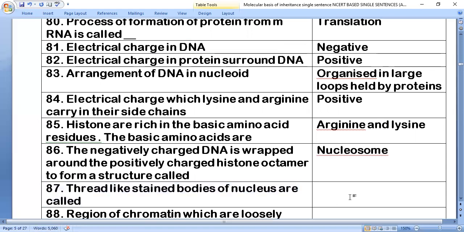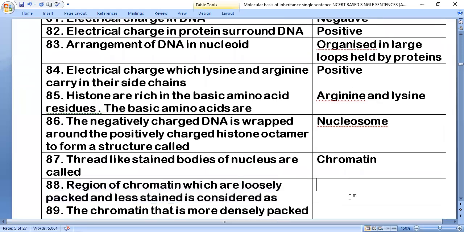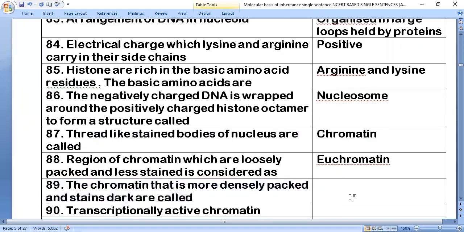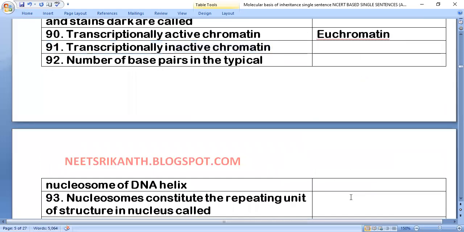Thread-like stained bodies of the nucleus are called chromatin. The region of chromatin which is loosely packed and lightly stained is euchromatin. The chromatin that is more densely packed and stained dark is called heterochromatin. Transcriptionally active chromatin: euchromatin. Transcriptionally inactive chromatin: heterochromatin.